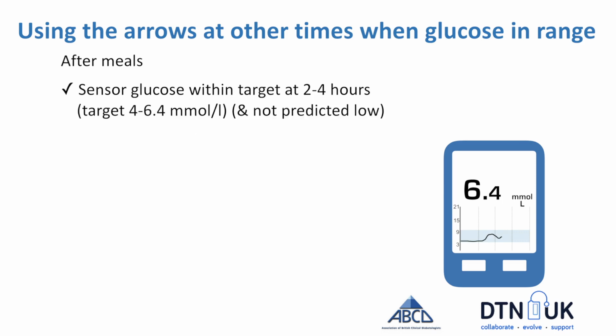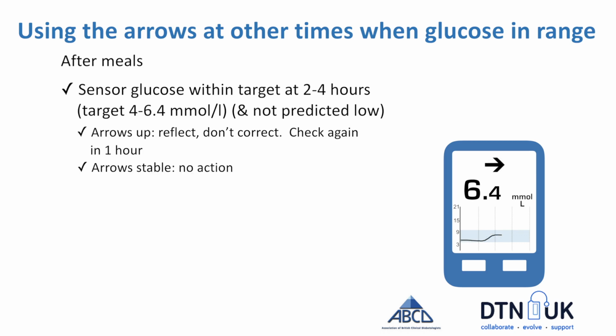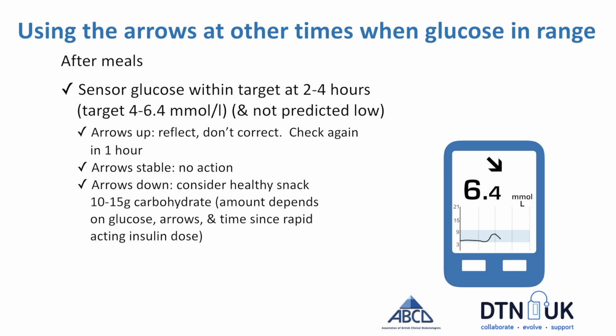At 2 hours, if you've got glucose within target and not predicted low, again, if you've got arrows up, think about why this might have happened, but don't give any extra insulin. Check again in an hour. If you've got stable arrows, you don't need to do anything. If you've got down arrows, consider having a healthy snack between 10 to 15 grams of carbohydrate.